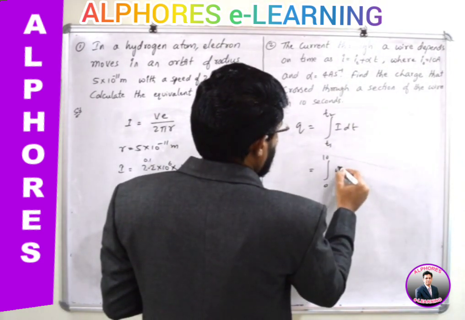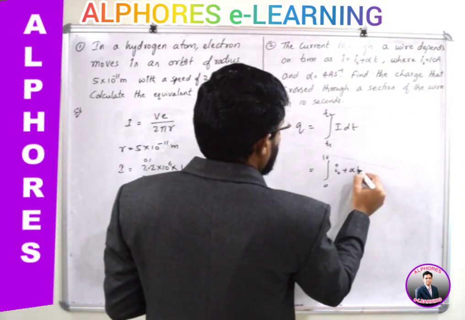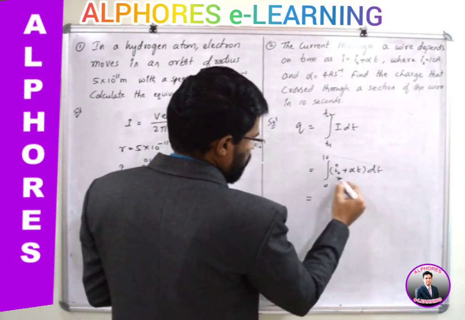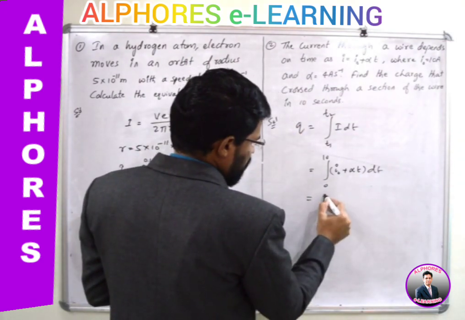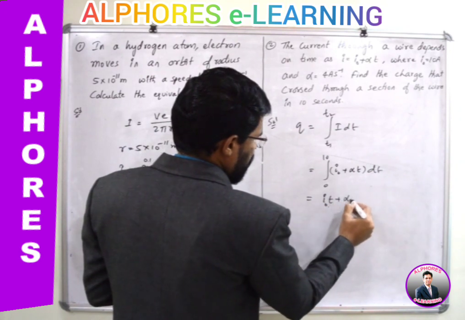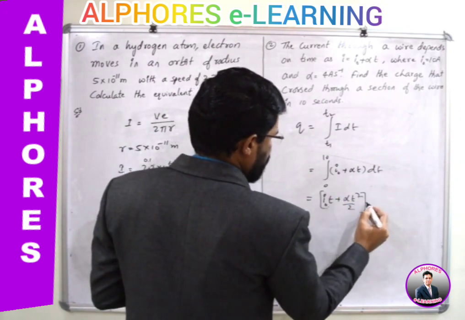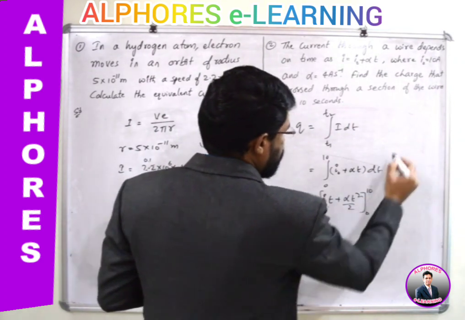Here I is equal to I naught plus alpha t, into dt. After integrating this, what you will get is I naught t plus alpha t square by 2. I hope all of you are familiar with the basic equations related to integration. What is that basic equation?